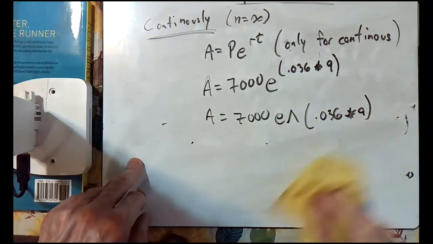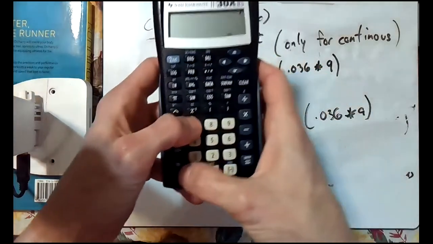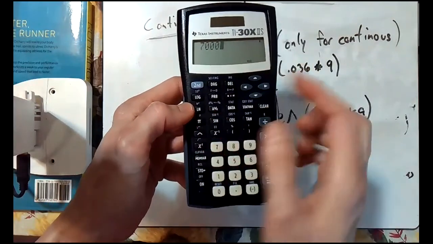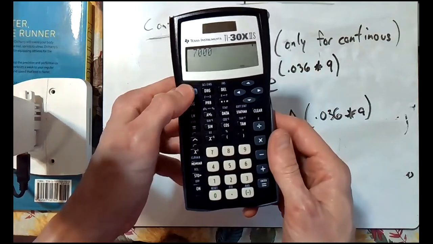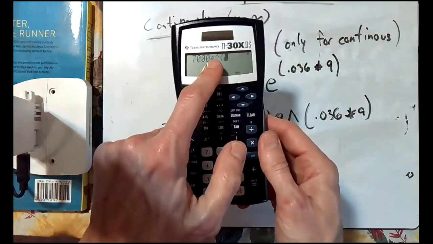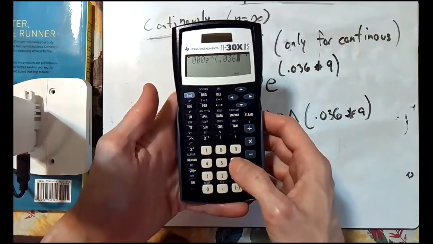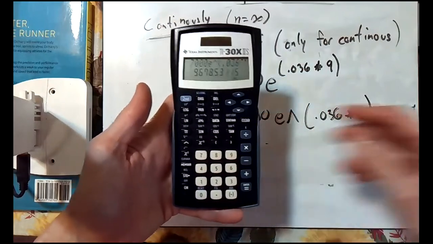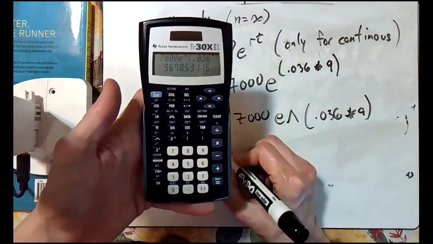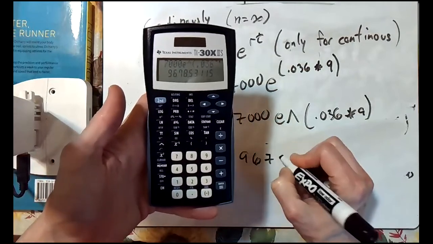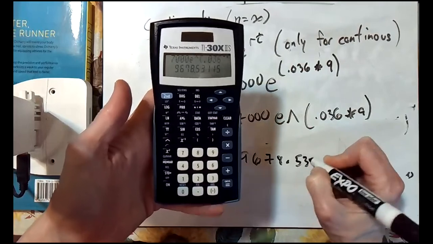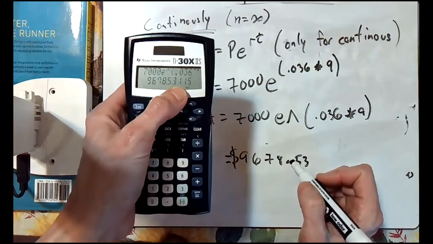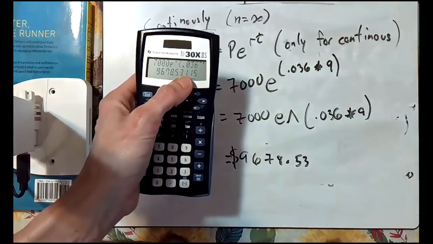So let's type that in, right? Here we go, 7,000. And then remember, to get to that E to the X, it's the blue, right? So we have to press second natural log. And there we go. And then we type in 0.036 times 9, close the parentheses and hit enter. So we get $9,678.53. We don't round it up, correct? Because this was 1 right here.